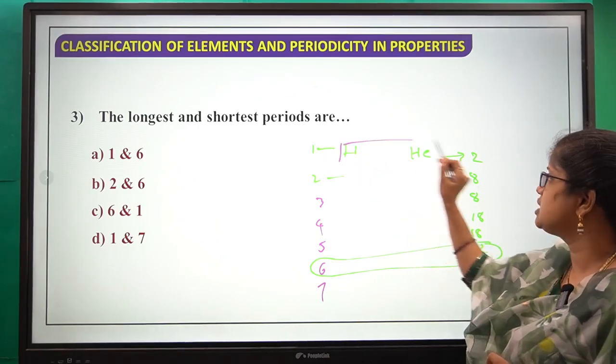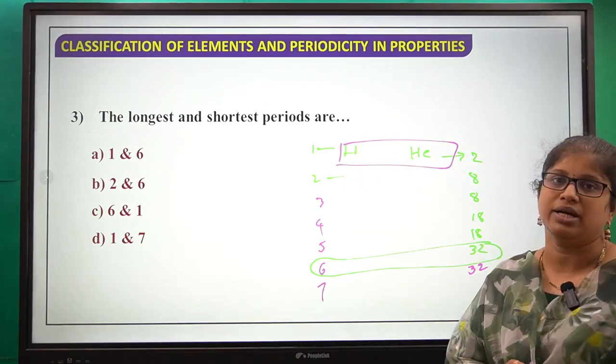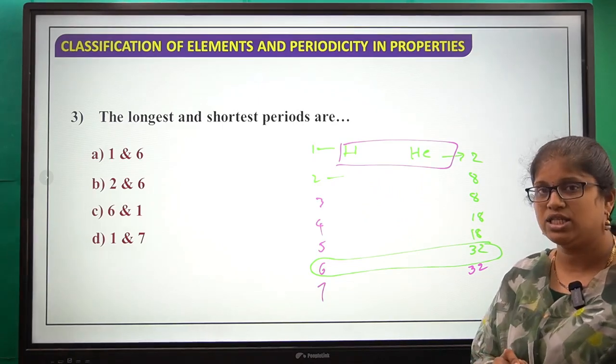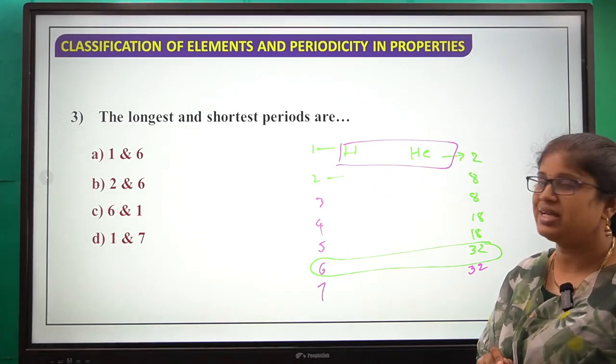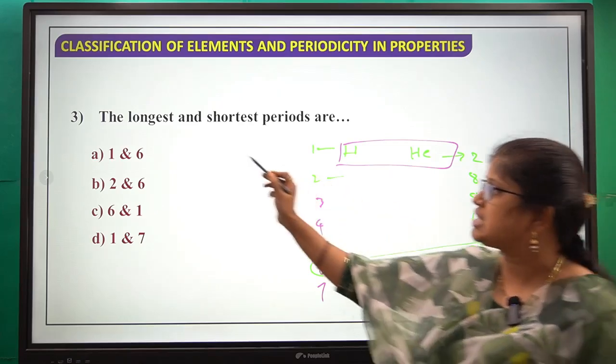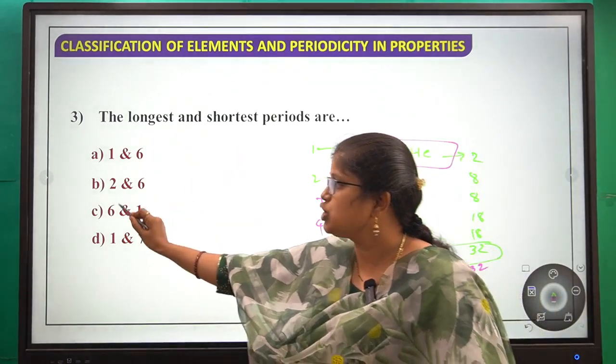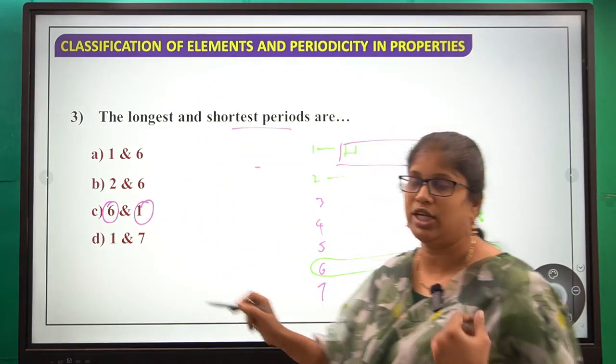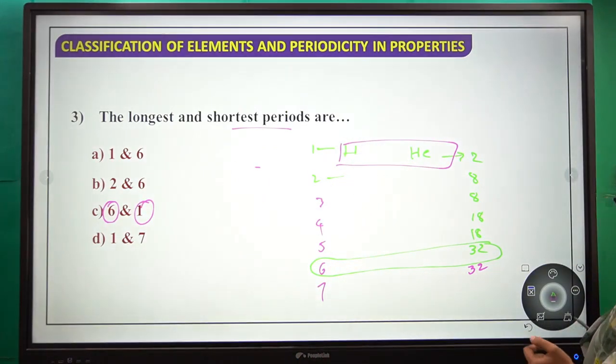And which is the shortest period? First period. Why? Because it has only 2 elements. Okay, so here shortest is first one, longest is sixth one. First it is asking longest, so longest one is sixth period, and which is the shortest one? First one. So that's why the answer is sixth and 1.